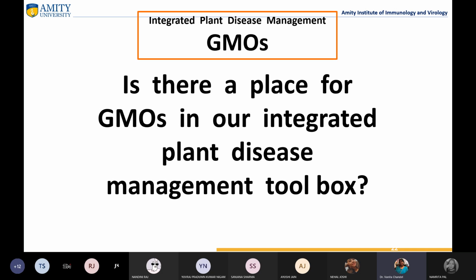But in the US and many other countries, genetically modified plants are widely accepted. The corn and the canola plants, maximum of them are genetically modified plants used there. So that kind of approach needs to be followed in all other countries also, I guess. Definitely it will help a lot in the management, right?